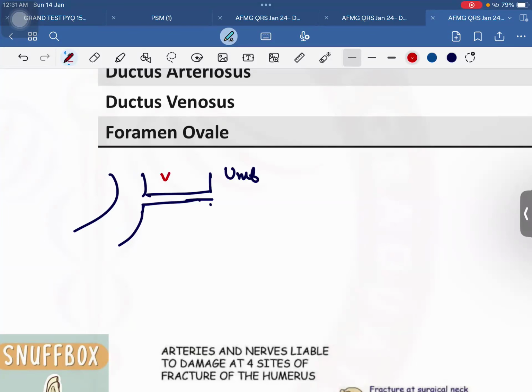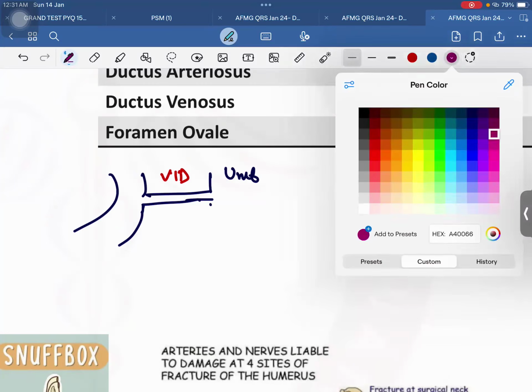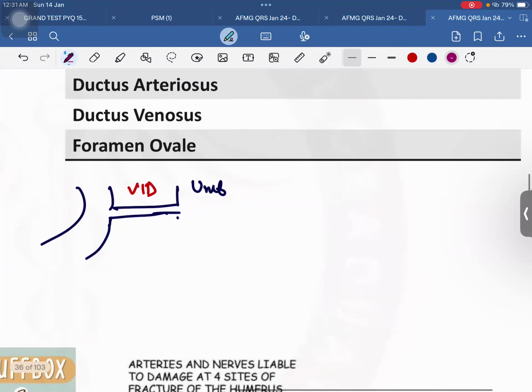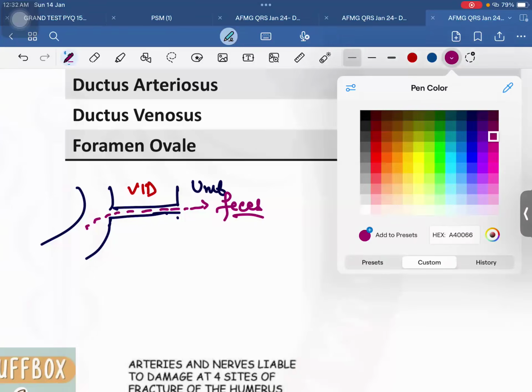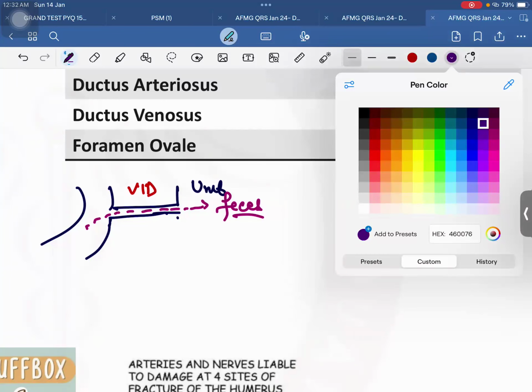This vitellointestinal duct is normally going to close after birth. Yes, it is going to disappear, it is going to obliterate after birth. But in case it does not obliterate and completely remains open, what is going to happen after birth? Definitely there will be feces passing from the umbilicus. This is a very classical case. If feces are coming out from the umbilicus, that means your whole vitellointestinal duct is completely open. That is known as the vitelline fistula, a two-way connection.